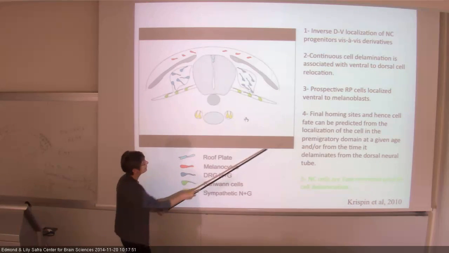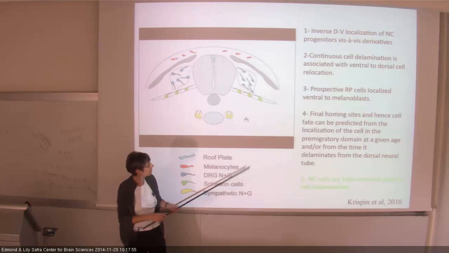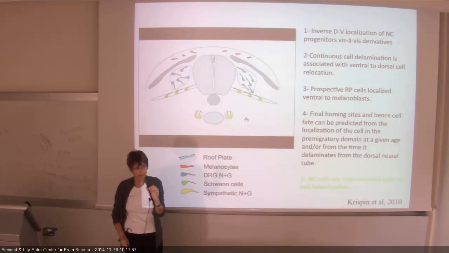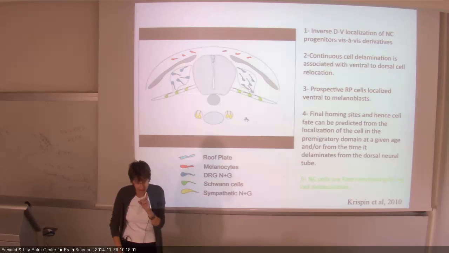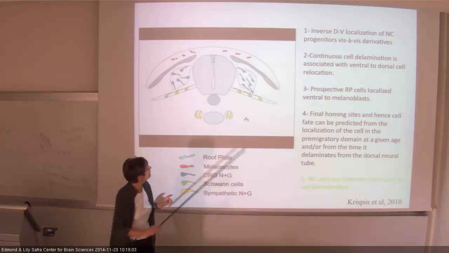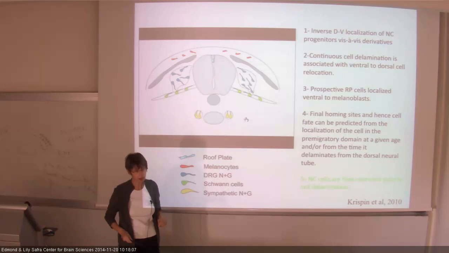And finally, based on this, and this is not what shows that, but I'll show you one example, we can predict the fate of a cell, based on its localization in the dorsal tube and on its time of emigration.